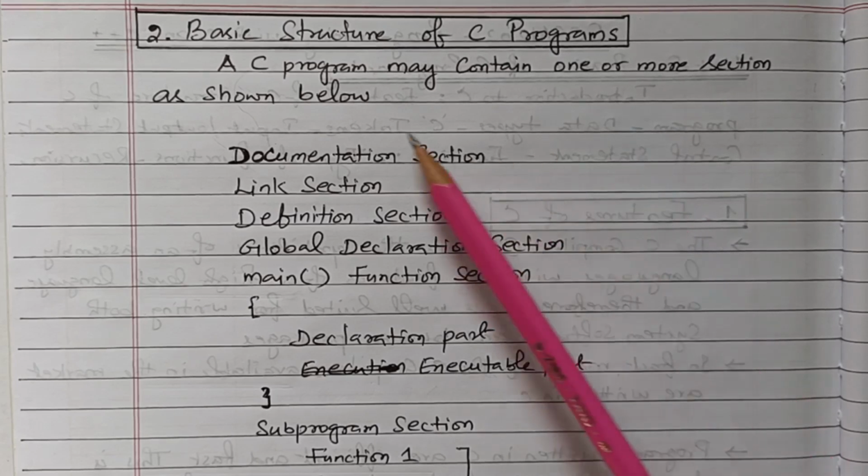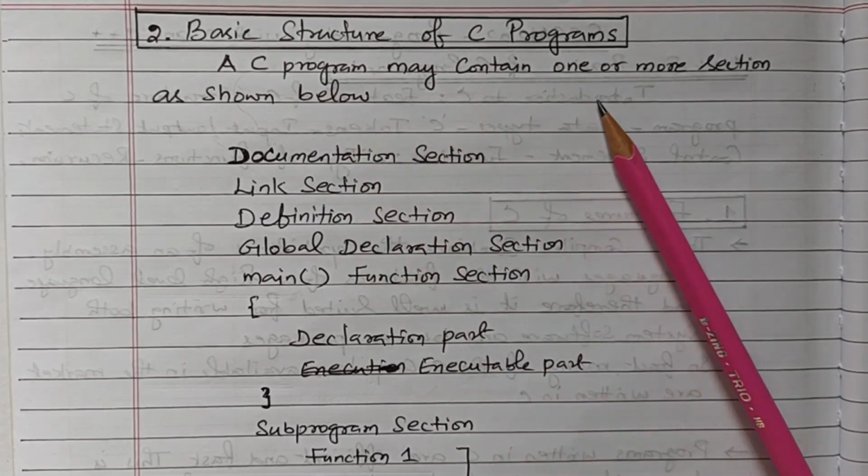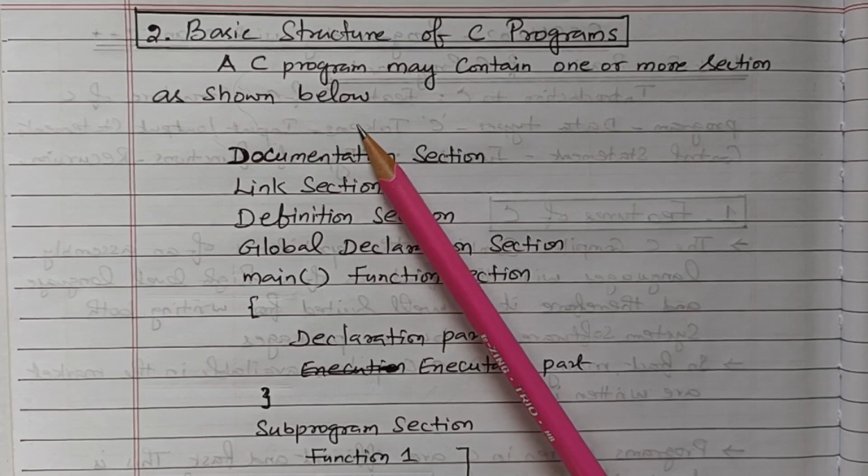Now we'll go to the topic, basic structure of C program. A C program may contain one or more sections as shown given below.